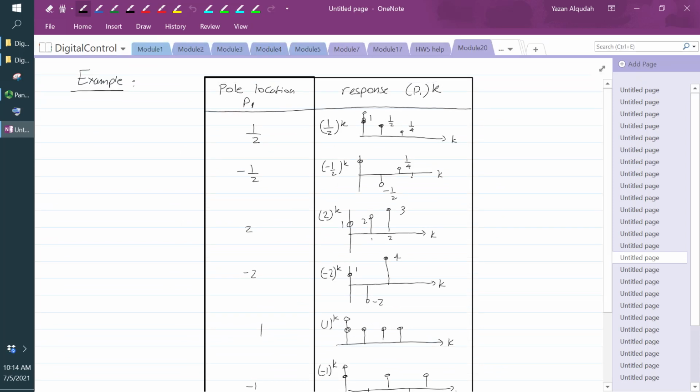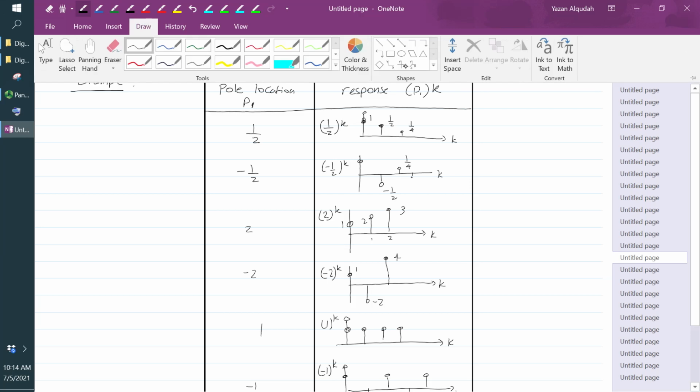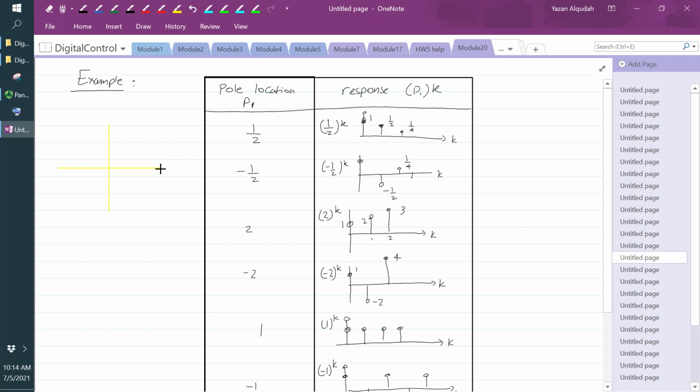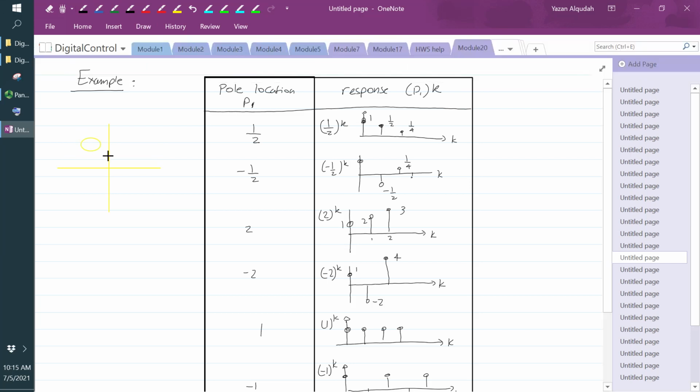So if I have the pole location p1 equal to 1/2, so the pole is located... So remember, let me put it here. I have a unit circle in the z domain, so this is the z space, and now I have a pole here that is at 1/2.